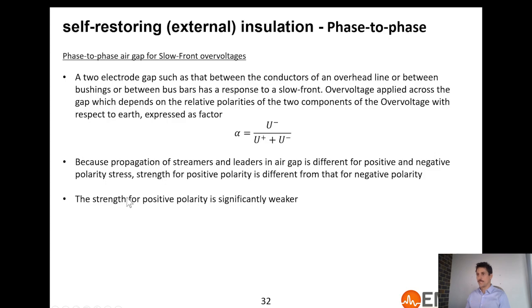Here is an explanation I gave before, but maybe more precise. Why is it important? It's because the propagation of streamers and leaders in an air gap is different if it's positive or negative.